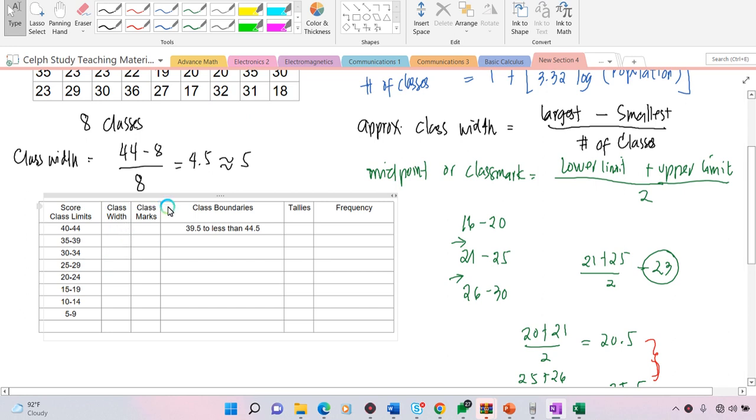We have solved the class width already, and we will use 5. So this is 5.